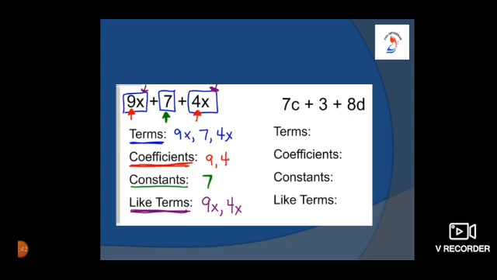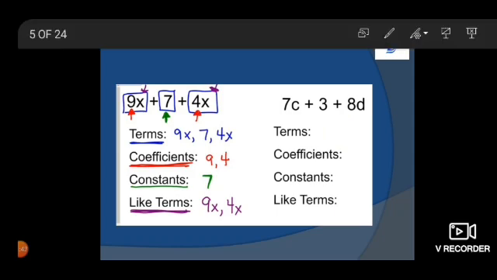Now let me take an expression that is 9x plus 7 plus 4x. We will discuss what are the terms, coefficients, constants and like terms here. The terms are 9x, 7, 4x. So what is called a coefficient? Coefficient is the number that is present in front of the variable. See, I give you the example as 9x. Here the coefficient is 9. The next one is 4x. It is 4. Now we look at the constants. The constant is 7 here.